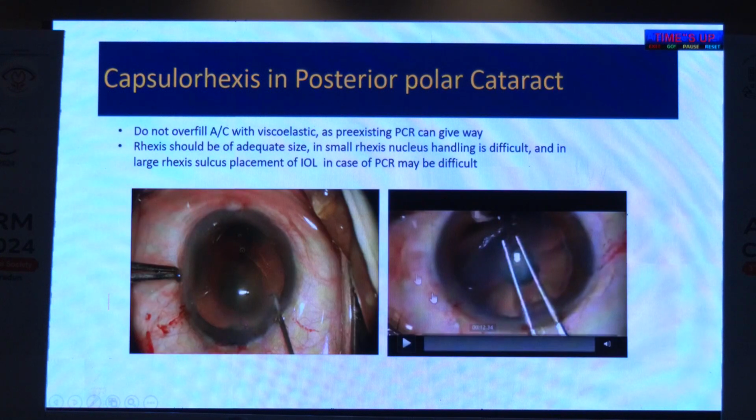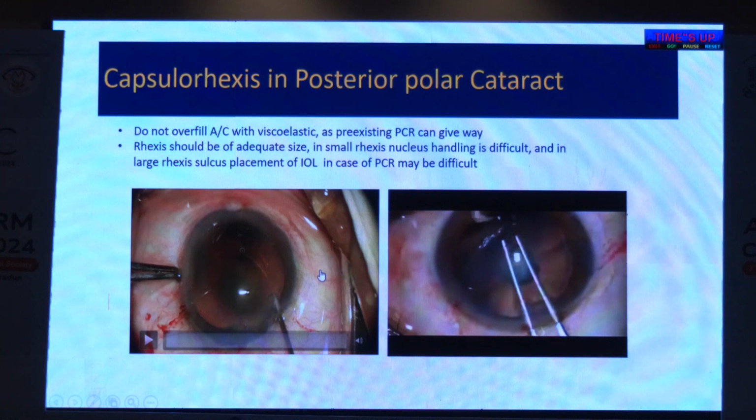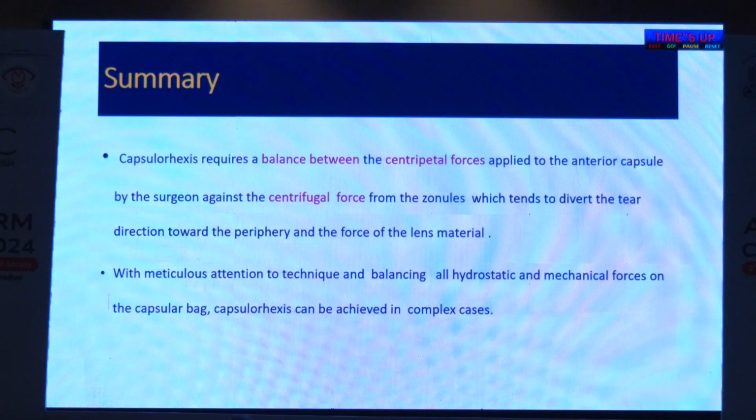In the posterior polar cataract, do not overfill the anterior chamber with viscoelastic, because there may be a pre-existing PCR, and the rhexis should be of adequate size. In a small rhexis, nucleus handling is a little bit difficult, and if there is a PCR during the phaco, the chances are very high. If the rhexis is of adequate size and small, we can put the lens into the sulcus. So this is all.